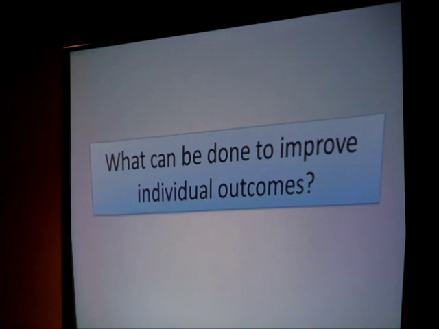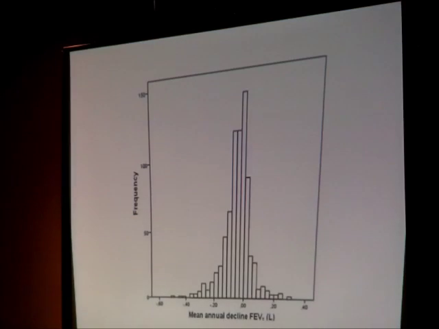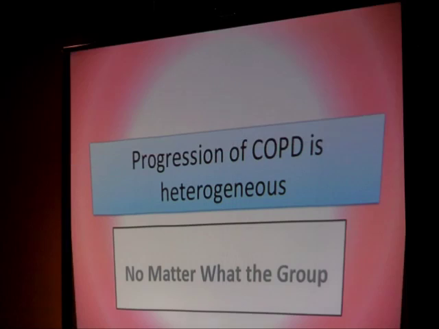Okay, so this is my major point that I wanted to discuss today. Hoping that I touched bases on these points. What can be done to improve individual outcomes? And so I want you to take home 2 messages. One is the progression of COPD is a mixed bag. Some people are stable, some people are not. No matter which group you're in, you could be in group D, some people will be stable, some people will worsen.